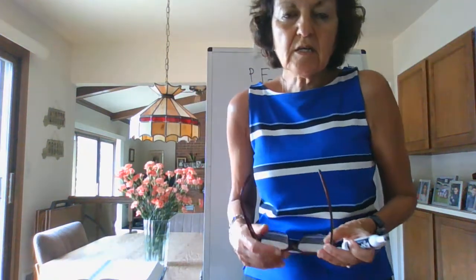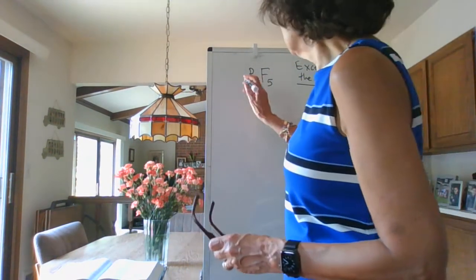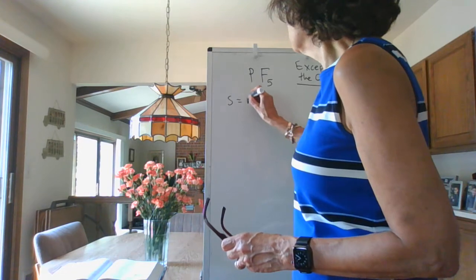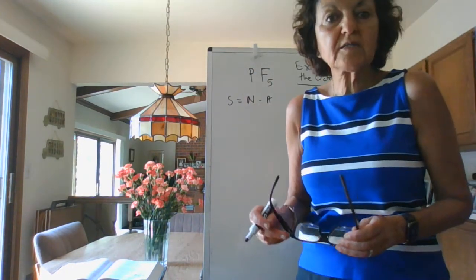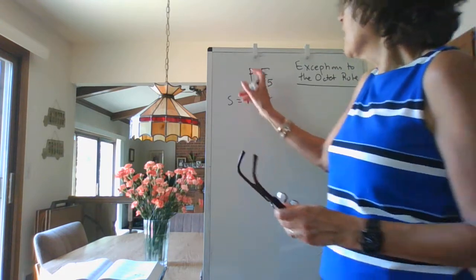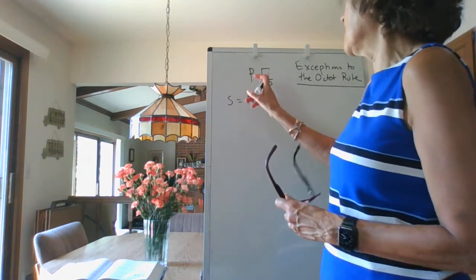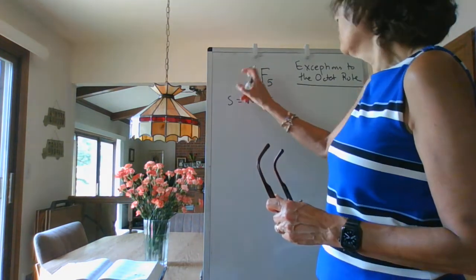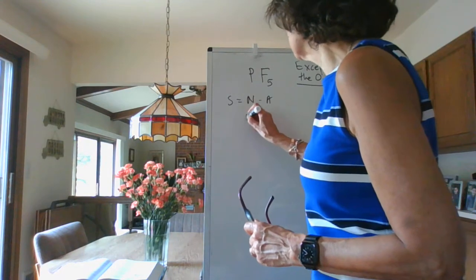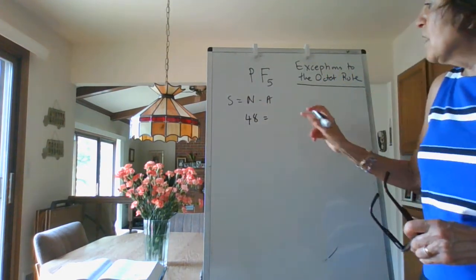Okay, so now we're dealing with the exceptions to the octet rule. All right, let's go ahead and crunch the numbers for phosphorus pentafluoride. Okay, everybody needs 8. The N value for all of these guys is 8. So 8 times 5 is 40. Oh, well, we'll just do 48. Okay, 48. 8 times 6 is 48.